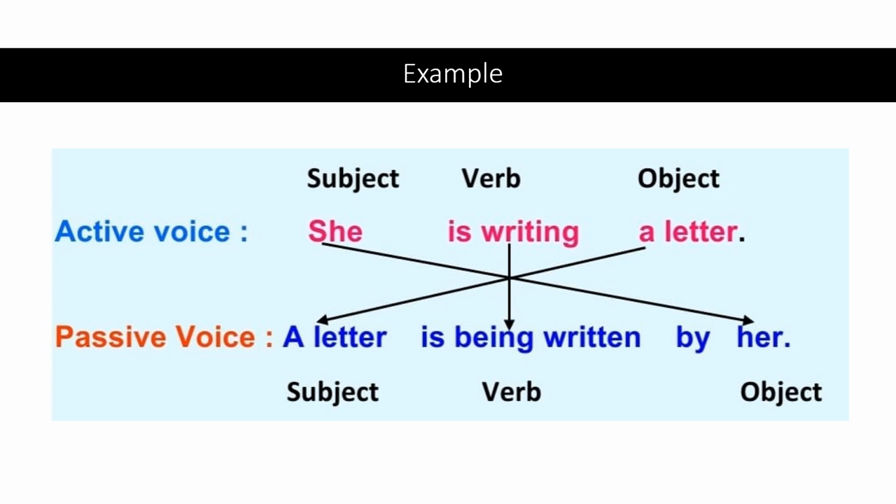So in the active sentence, as you can see, she is writing a letter. How can we change it? The object will come first: a letter is being written by her, because we need to change the main verb and add the auxiliary verb or linking verb with the main verb while changing into the passive voice.